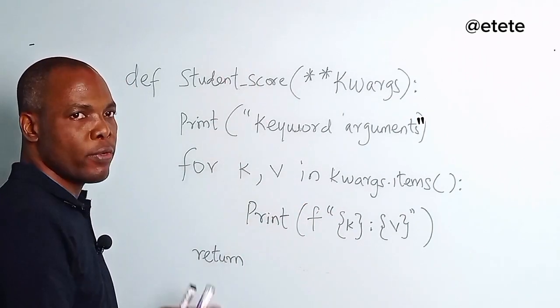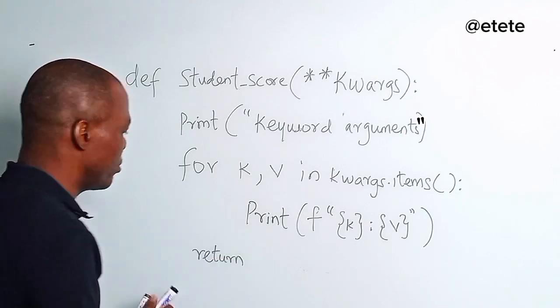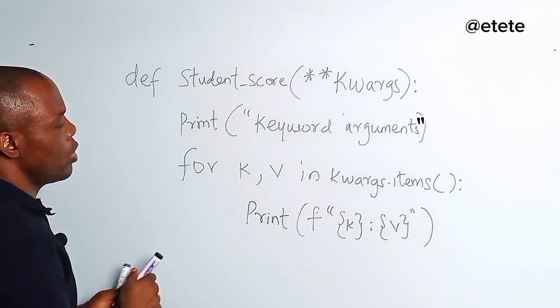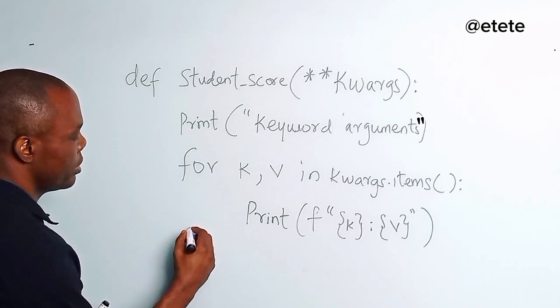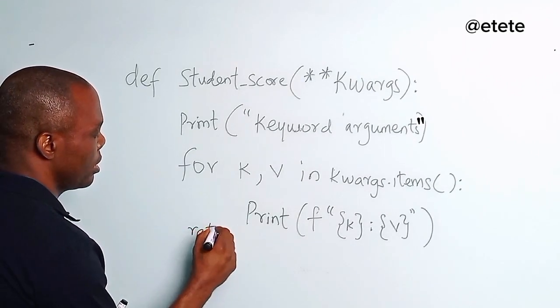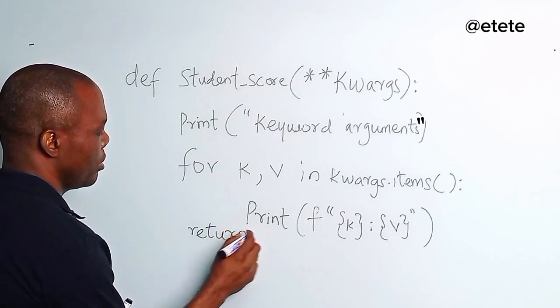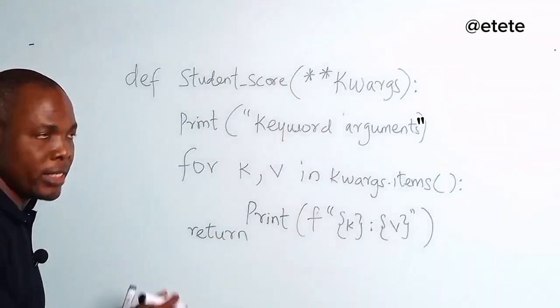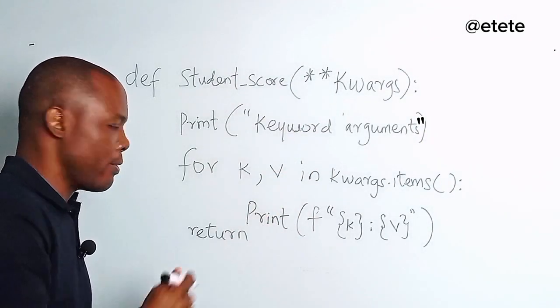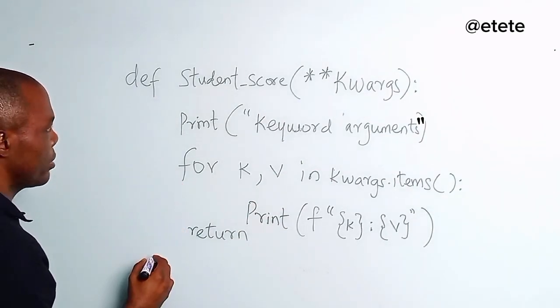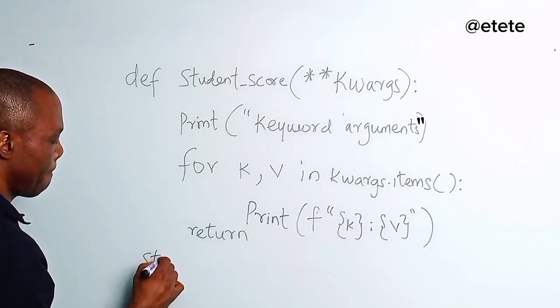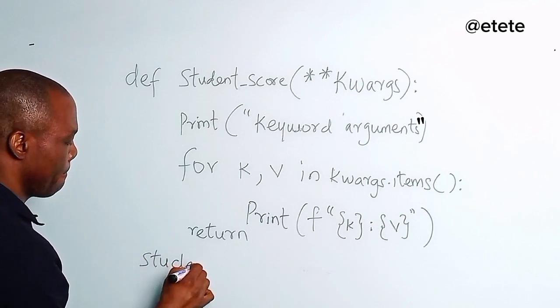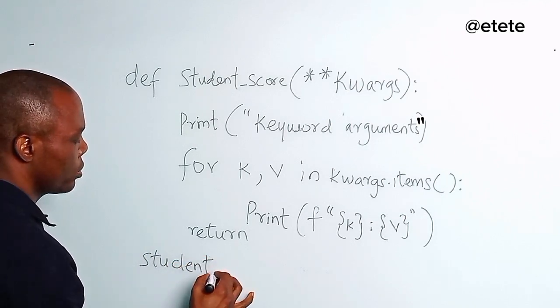Now I'm going to call this function and supply my parameters to it. So let me just bring this up so that you'll still be able to see it. This is the function that I've created. This function is created and is safe. So I'm going to call it. I will say student_score.